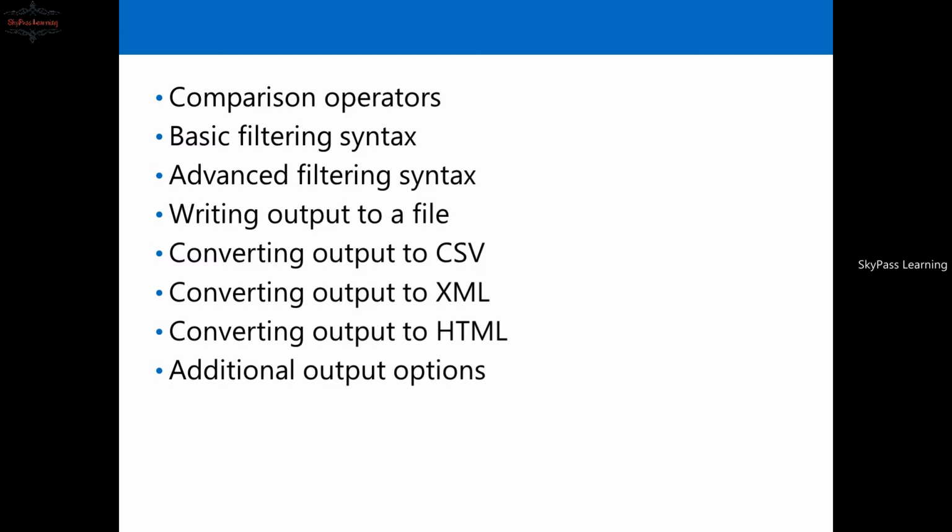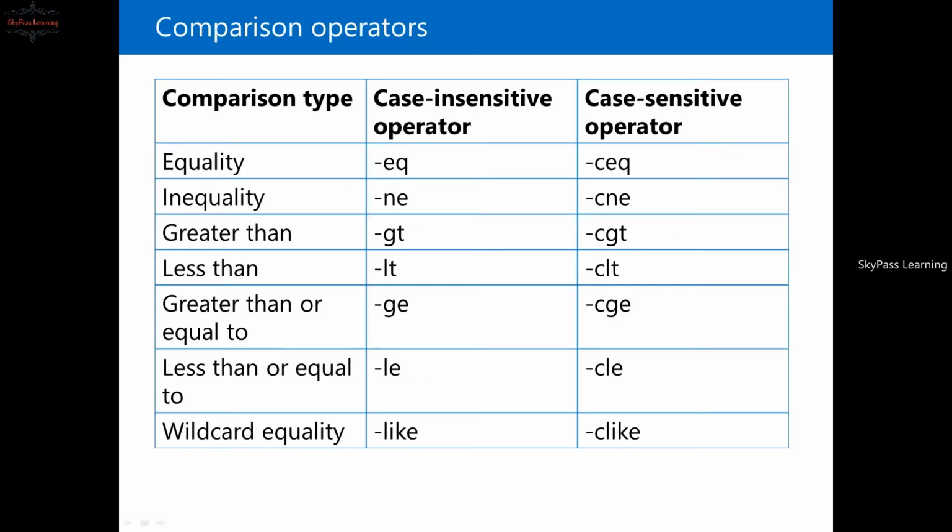Today I'm going to cover comparison operators, basic filtering and advanced filtering, output to a file, writing output, and conversion of output to CSV, XML and HTML. So all this structure I'm going to cover in this video, and I will show you how we can write those things or how we can execute this in the PowerShell console. Let me quickly start.